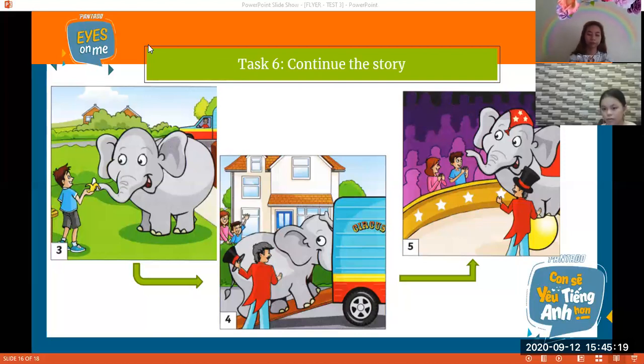Number 5. Charlie and his mother see the elephant in the shower. Okay. Are you done? Yes.